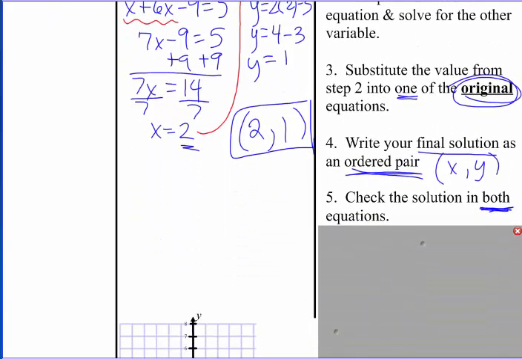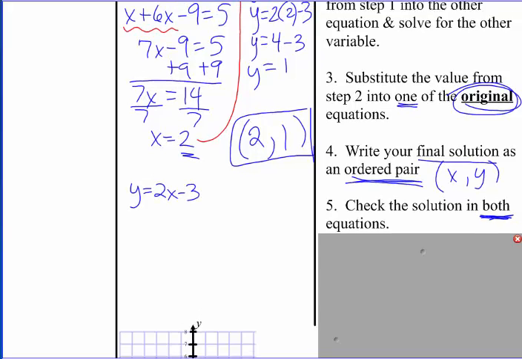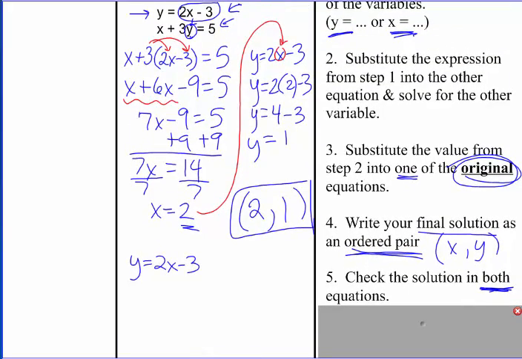So our first equation was y equals 2x minus 3. Let me double check that. Yes, it was. So we're checking. y was 1, 2x is 2 times 2, which is 4. And now we're going to check to see if that is equal. So 1 equals 4 minus 3, 1 equals 1. That one does work. Now we're going to check the other equation.